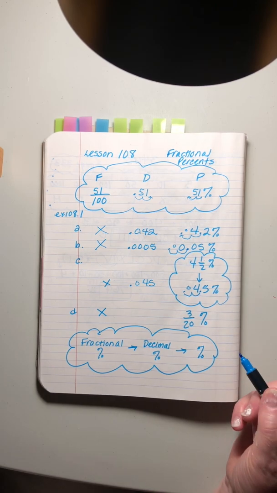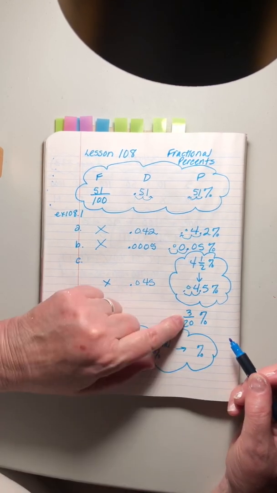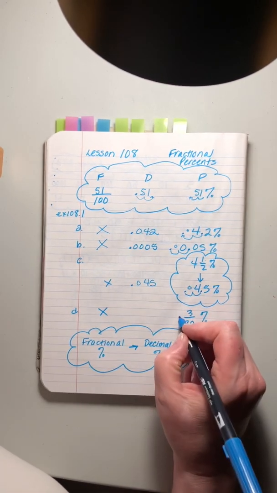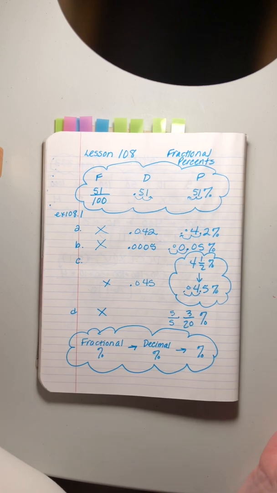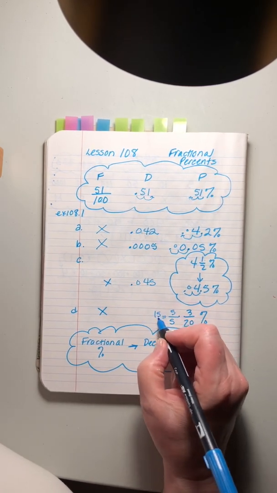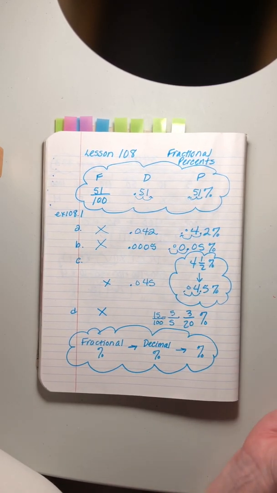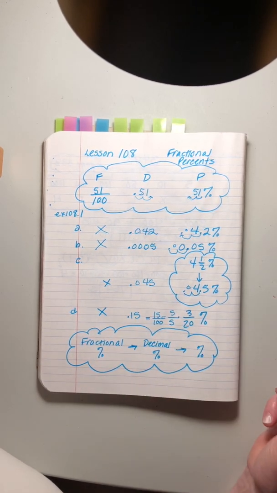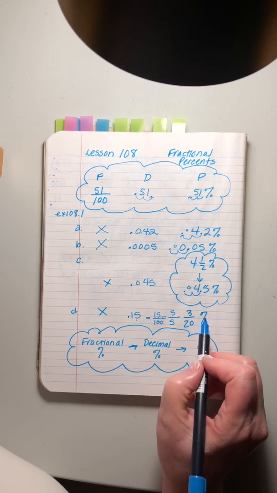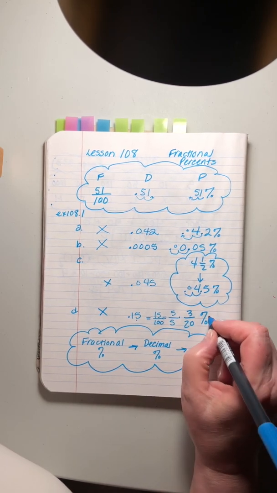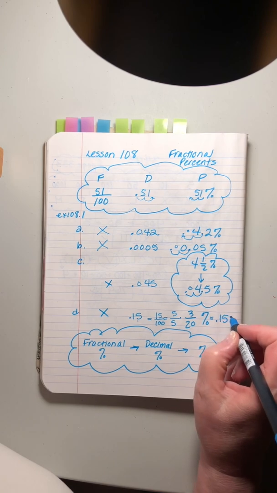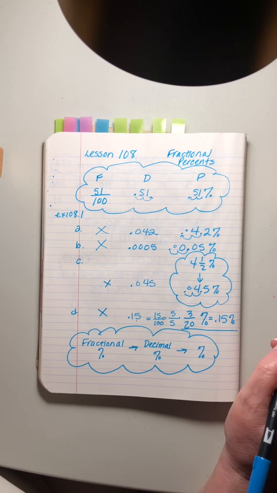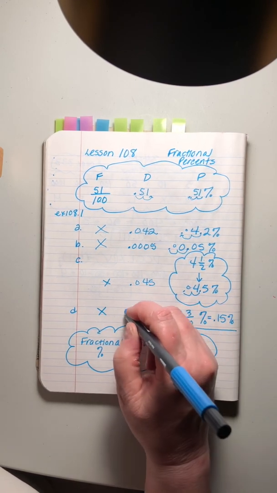Okay, 3/20, we want to write as a decimal number. A decimal number needs to have a power of 10 on the bottom. So we're going to multiply by 5/5, right? And that equals 15/100, right? Which equals 0.15. So that is our percent number. 3/20% equals 0.15%. Okay, this is all just my notes on how I found that out.